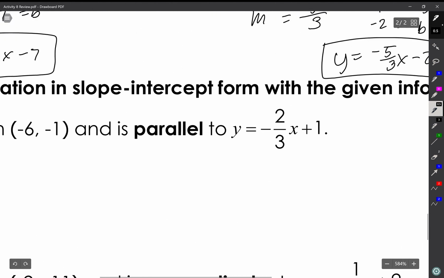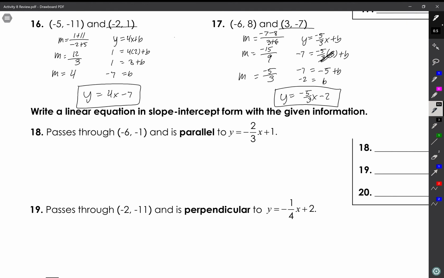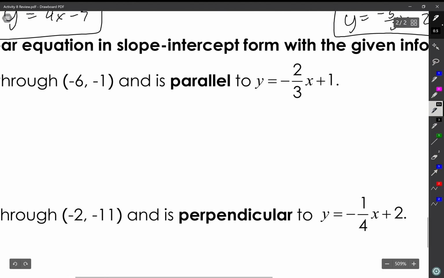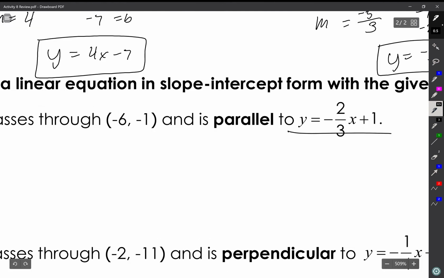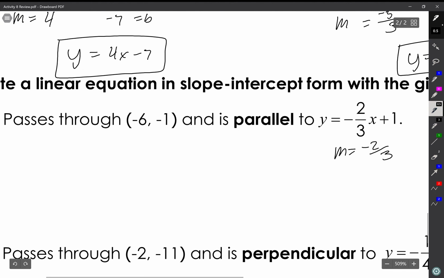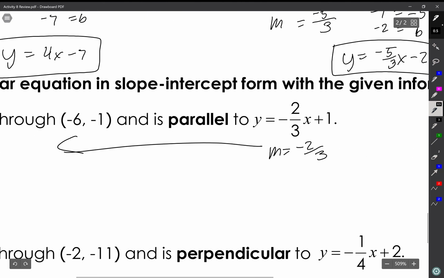Okay, almost done with the whole entire worksheet. Write a linear equation in slope-intercept form with the given information. So I know it passes through the points (6, -1), and it's also parallel to y is equal to -2/3 x plus 1. So it's parallel to my line that I'm trying to draw right now. Okay, that means that the slopes of these two lines will be equal. So the slope of this line is -2/3. So that means that the slope of my line, the parallel line, is the same thing, -2/3.